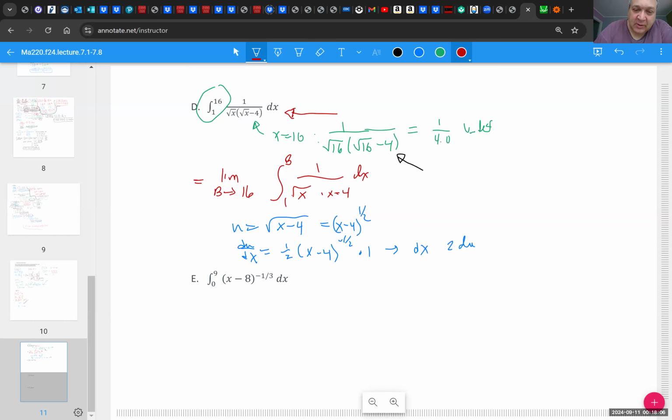So this is square root of x, minus 4. Only the x is being square rooted. So this is not x minus 4 to the 1/2. This is x to the 1/2 minus 4.